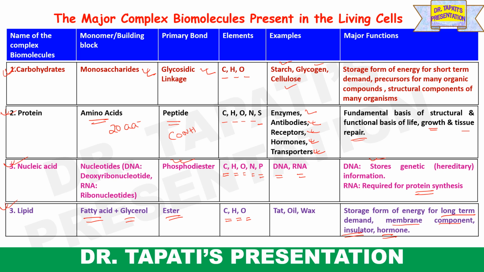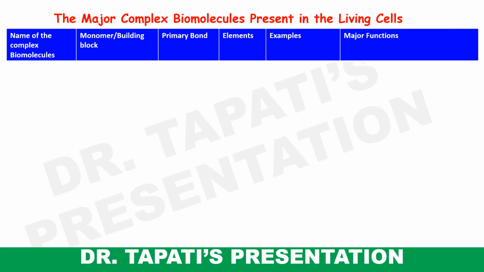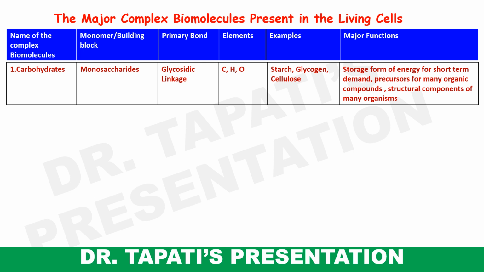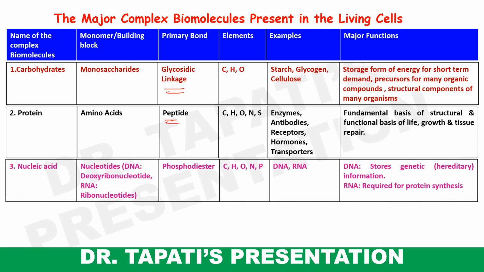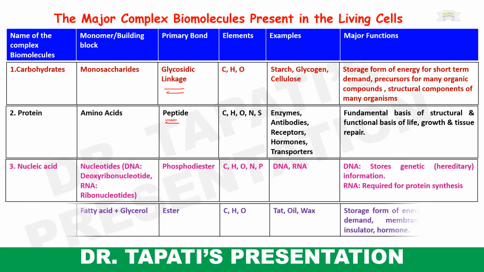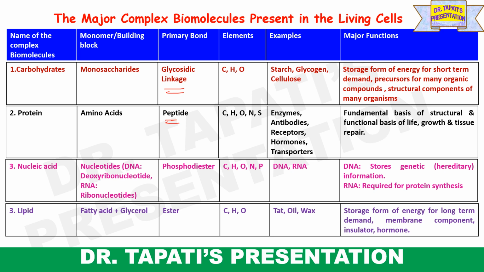So among these four complex biomolecules, carbohydrate, protein, and nucleic acids are polymers because they are composed of repeating monomers, repeating subunits. Whereas if you consider the lipid, it is not a polymer. It is composed of fatty acid and alcohol, not repeating units. Already I have shown that monosaccharides are linked through glycosidic linkage. Amino acids are linked through peptide bond. Phosphodiester bond is present in between nucleotides, whereas ester bond is present in between fatty acid and glycerol.